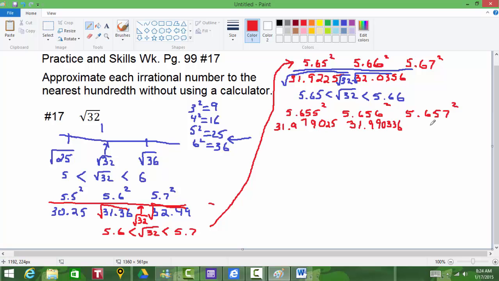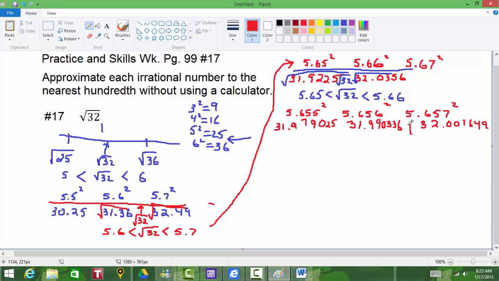So I'm going to try that next number. I'm hoping that'll work. Otherwise, I've got to select another number. So it's 5.657 times 5.657, hit equal. Okay, we get 32.001649. Okay, good news. And if you notice, we have 31.990336 and 32.001649, and 32 would be in between those two. It kind of squishes in right in here.